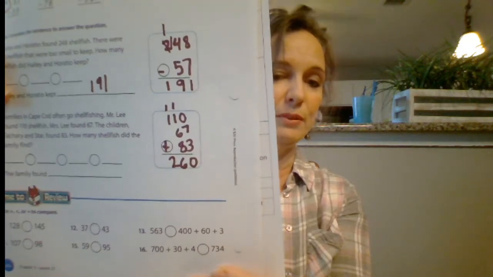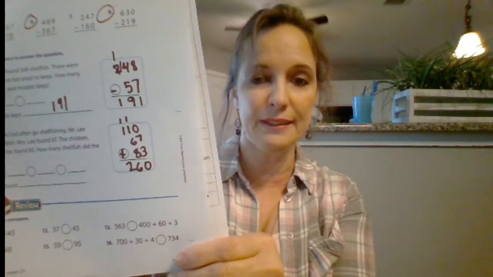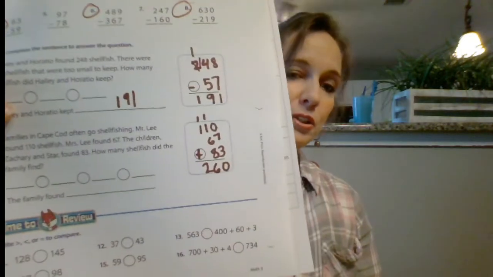110 plus 67 plus 83. Can I write those in a different order? Could I start with 83 on the top? Or 67 on the top and 110 at the bottom? Yes, because we learned that commutative property of addition means you can change the addends. It does not change the answer. Doesn't matter what you put in the bowl first. We're just finding out how much is in the whole bowl. 260. They found 260 shells.